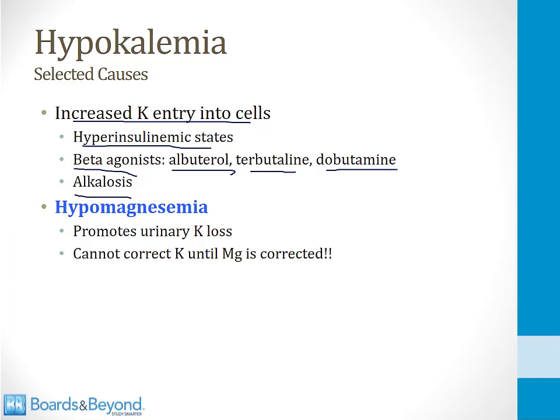And then finally, a low magnesium level or hypomagnesemia is a famous cause of hypokalemia. I'll discuss this in more detail later in this video when we get to magnesium, but hypomagnesemia promotes urinary potassium loss. And importantly, you will not be able to replete the patient's potassium until you correct the mag first. The classic scenario is a patient with hypokalemia who does not respond to potassium therapy. That patient likely has a low magnesium level, and you have to fix the magnesium first.